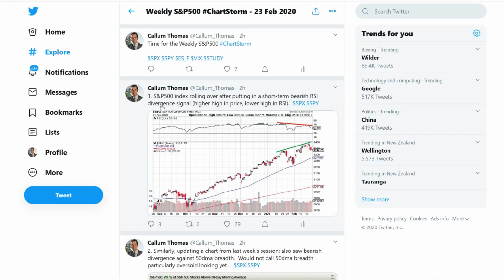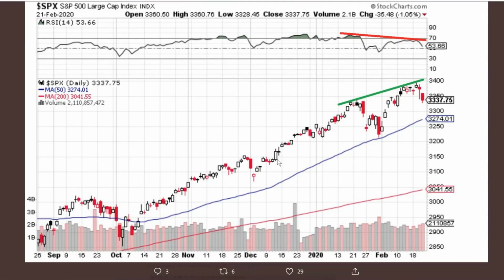Number one here: S&P 500 index rolling over after putting in a short-term bearish RSI divergence signal, i.e. higher high in price, lower high in RSI. So we'll blow up the chart first. What we've got here is the S&P 500 index. It's on stockcharts.com. Highly recommend that site.